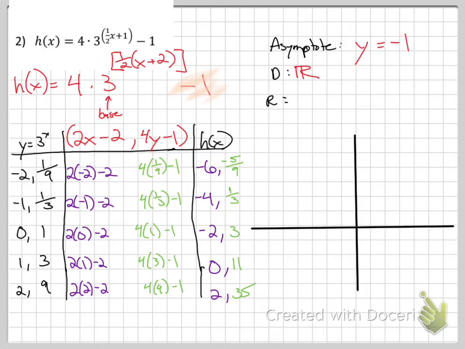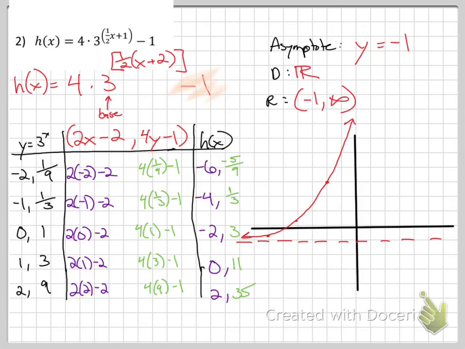So we have -6, -5/9. Okay, so down a fraction. -4, 1/3. -2, 3. 0, 11. Then they get really, really high, really, really quick. But this makes sense because our asymptote, which needs to be graphed, I don't remember if I said that on the last one. Make sure you are graphing your asymptote. Our asymptote's at y equals -1, and it curves down and hugs it. So our range starts at -1, really, really close to it, so parentheses -1 to infinity.